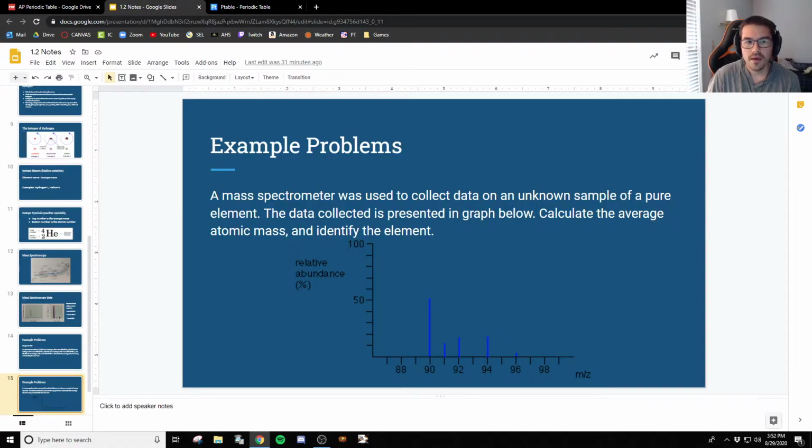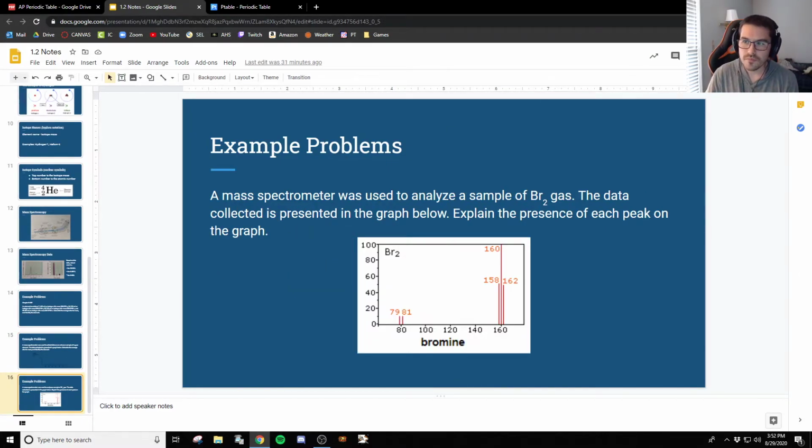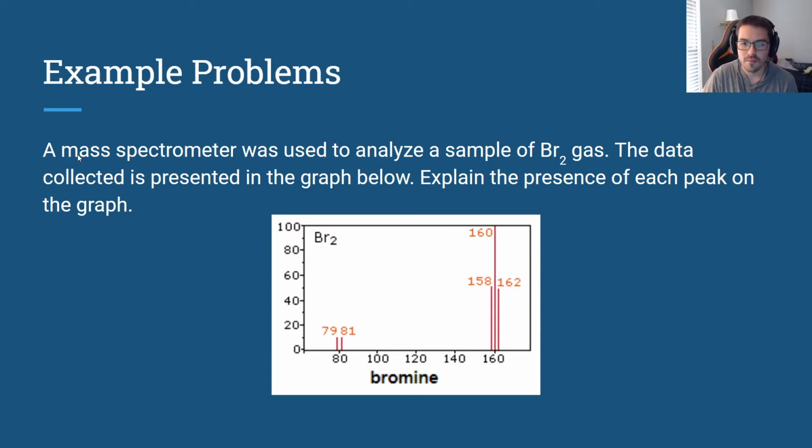Okay. And then the third example problem, this one is a little bit different than the last two. This shows us that we have a mass spectrometer that was used to analyze a sample of Br2 gas, so bromine gas, molecular bromine gas. The data collected is presented in the graph below. Explain the presence of each peak on the graph.